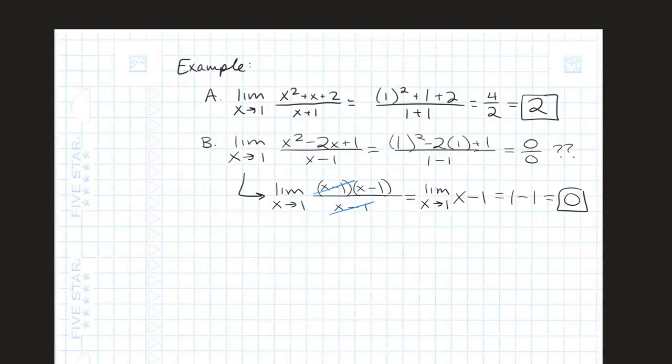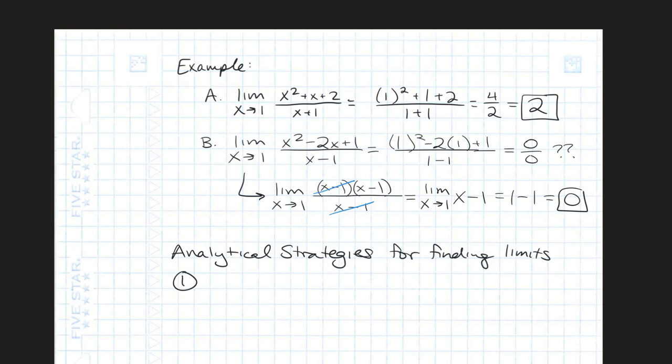So here's maybe a list of things to try when we are evaluating limits analytically. We're going to call this section Analytical Strategies for Finding Limits.